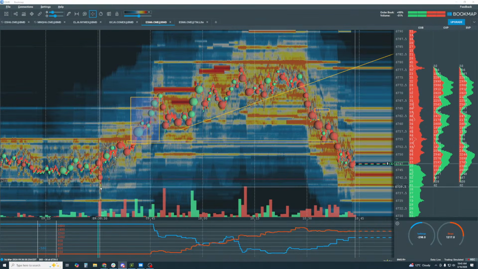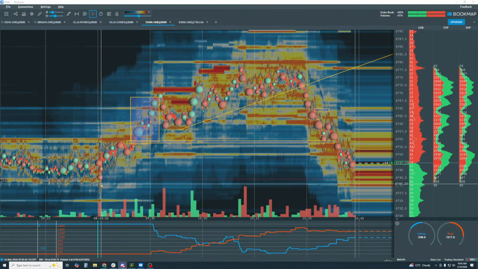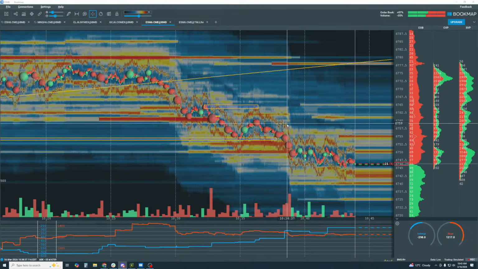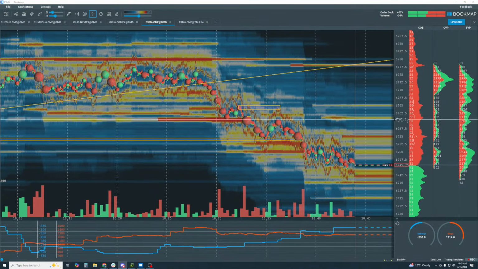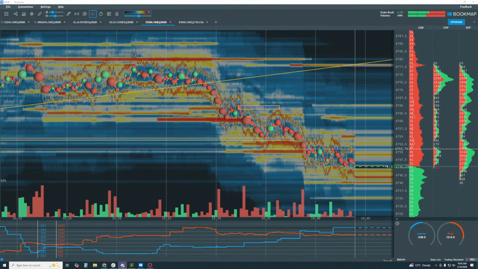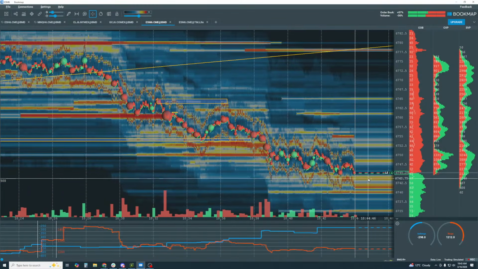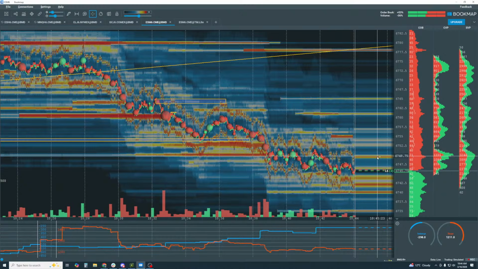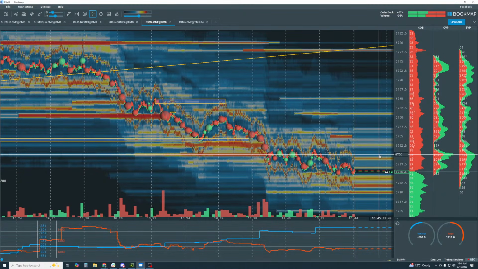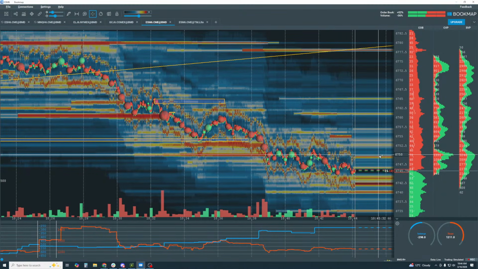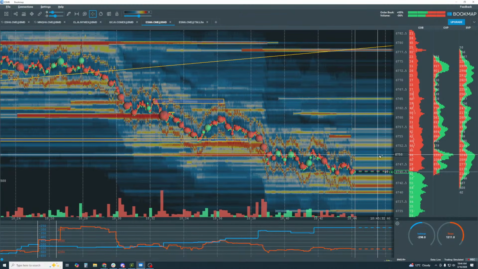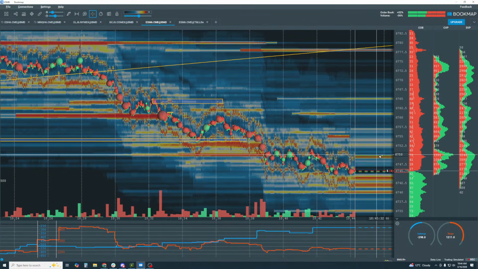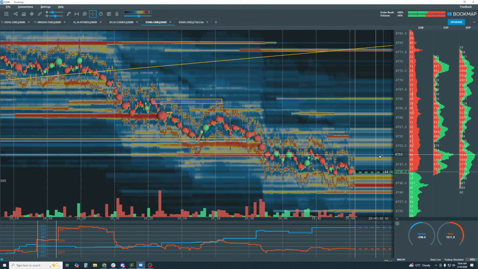Well, it looks like sellers want to take it back down to the low of the day here. So around 40. Okay, we're through 50. Yeah, it depends on the instruments, even how thin it is, etc. I mean, you want to trade the most liquid if you can.